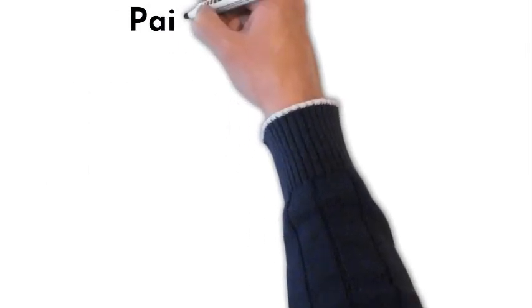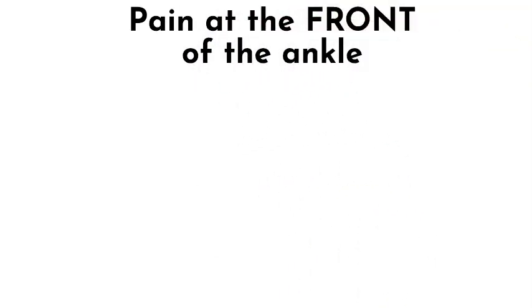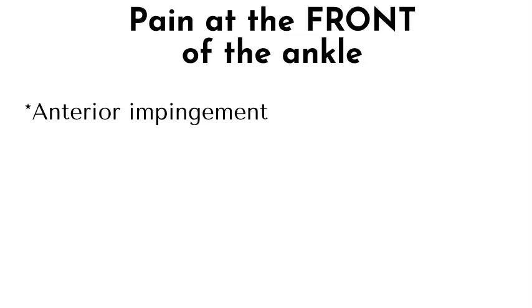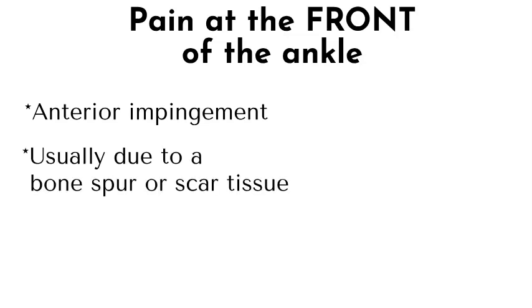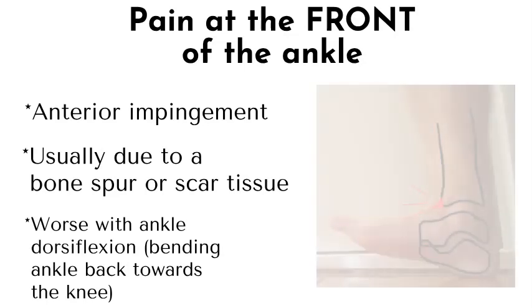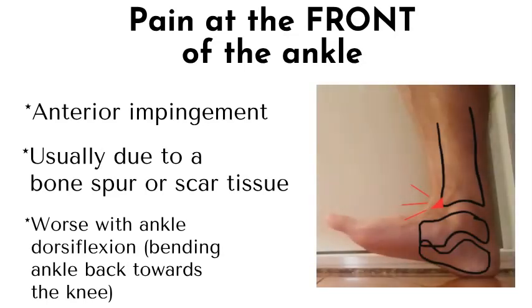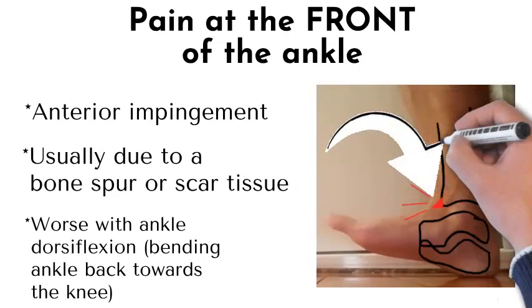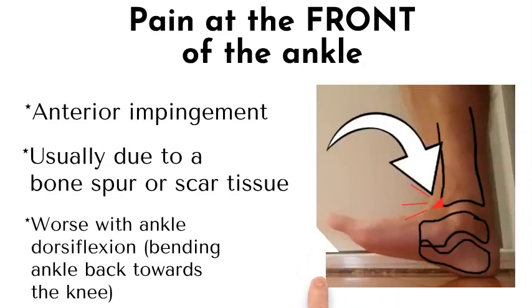Now, the second one is something called anterior impingement. So that's pain at the front of the ankle. Anterior impingement basically means scar or bone at the front. It's usually due to a bone spur called an osteophyte or scar tissue, and it's worse with ankle dorsiflexion, meaning bending the ankle back towards the knee. That's the action, and that's a picture of it there. The spur's there in red, and you get pain at the front as the ankle's bent back. Generally that pain is increased as it's forced back towards the knee, as indicated by the arrow right there.